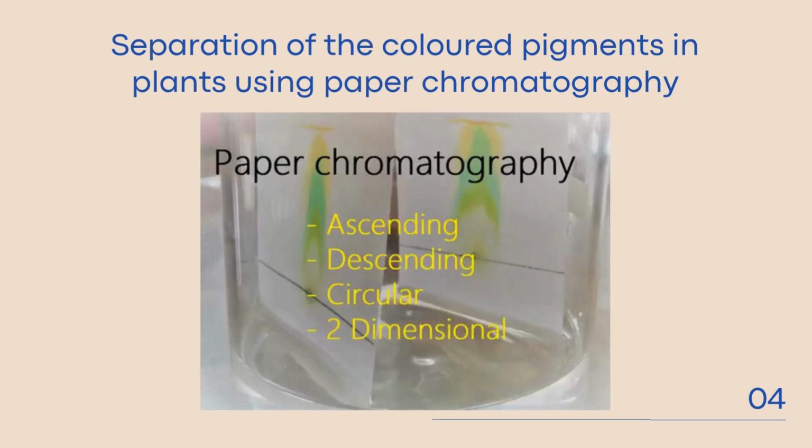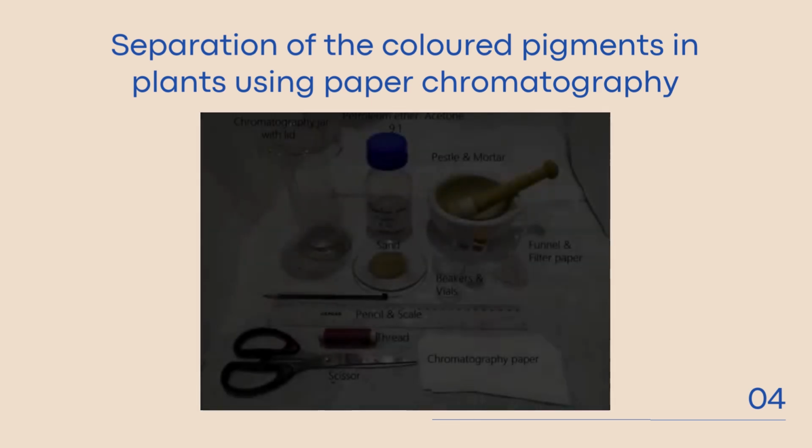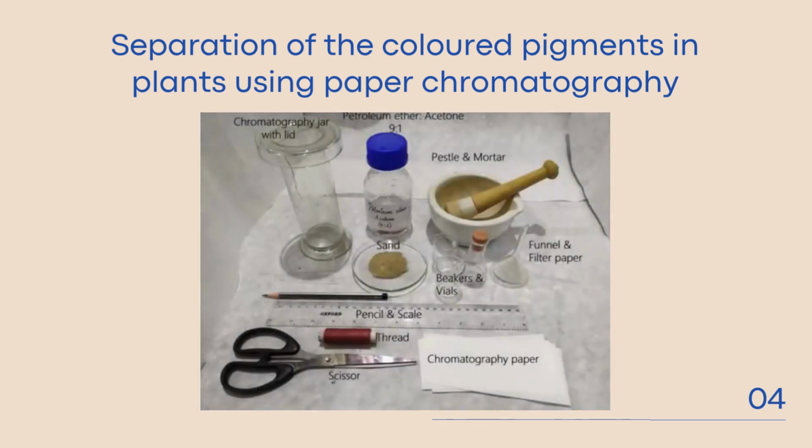For this experiment, we'll need the following: chromatography paper, chromatography jar with lid, petroleum ether and acetone mixture in a 9:1 ratio, threads and tapes, pestle and mortar, sand, some fresh green leaves, funnel, filter paper, small beakers and vials, capillary tubes, scale and pencil, and a pair of scissors.